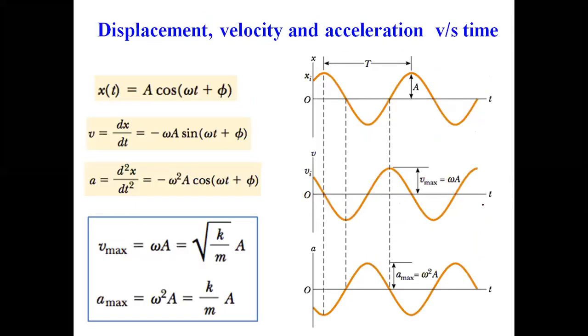Then we'll plot these different functions. We have assumed that x is a cos(omega t plus phi). Can you show the previous slide once? Okay.